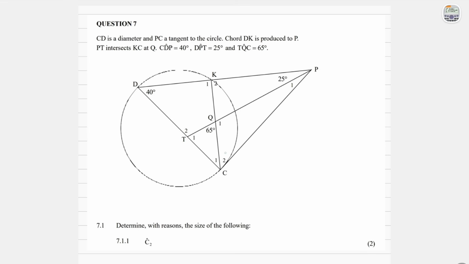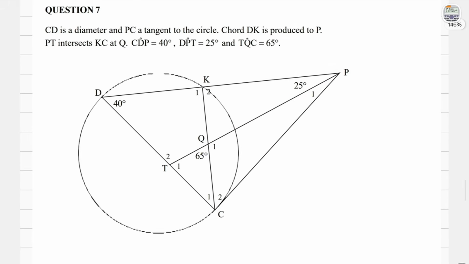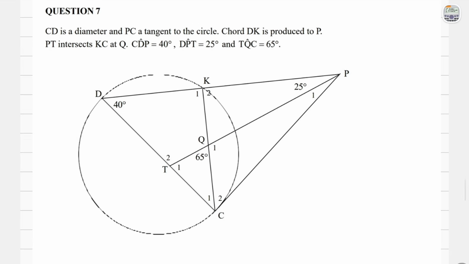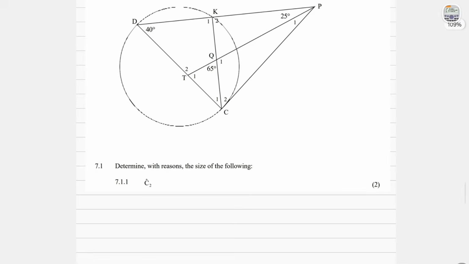Question 7 says, CD is a diameter and PC is a tangent to the circle. Chord DK is produced to P, and then PT intersects KC at Q, and then they give us the size of these angles. So CDP is 40 degrees. I guess we can also call that angle D really. And then they also tell us that DPT is 25 degrees and TQC is 65 degrees.